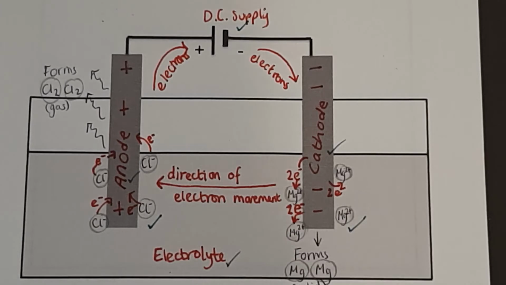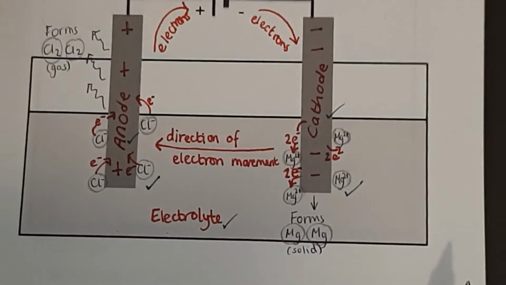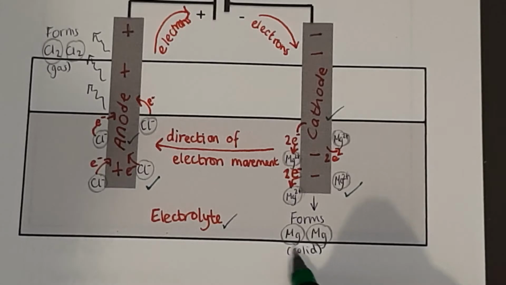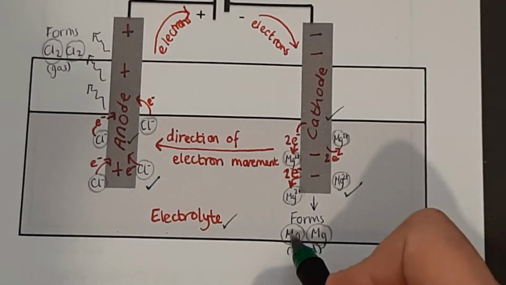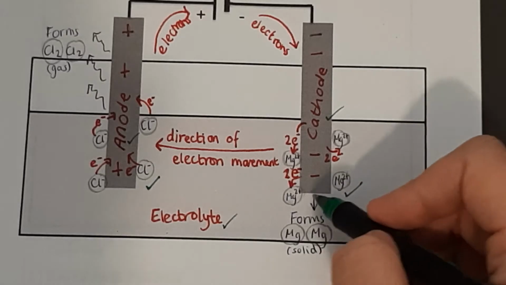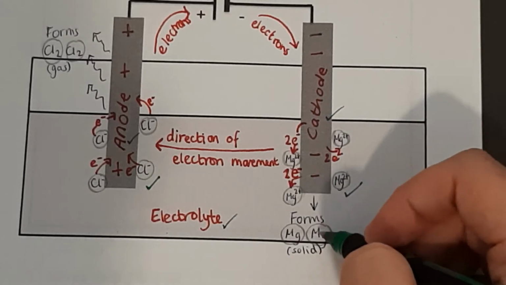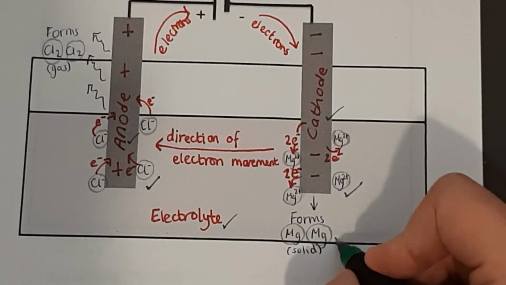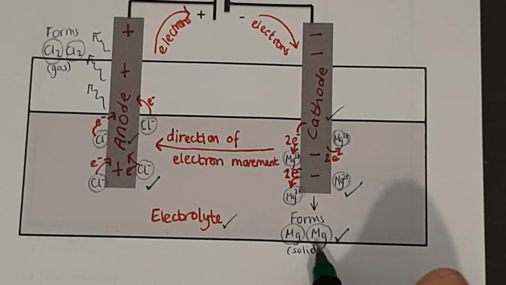Okay, next draw the products at the anode and the cathode. So you can have a mark for each. So I've put here, forms Mg solid. In fact, let's make that so you can see it a bit better. So I've written here that it forms Mg, solid Mg, or just magnesium. So if you've got magnesium, just not with a charge, so neutral magnesium, either forming on the surface of the cathode or dropping down below it, then that counts. Or if you've written it forms magnesium, then you can have that mark.